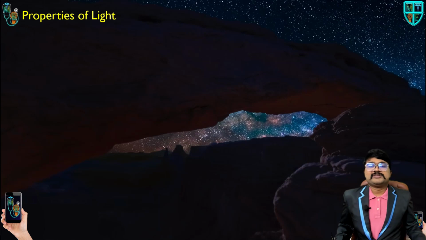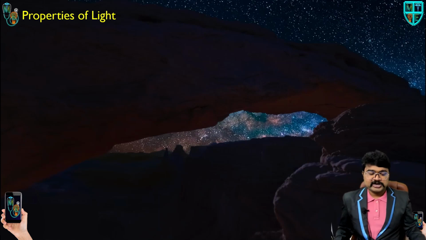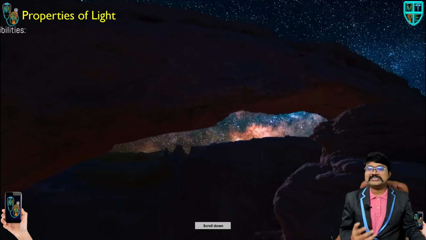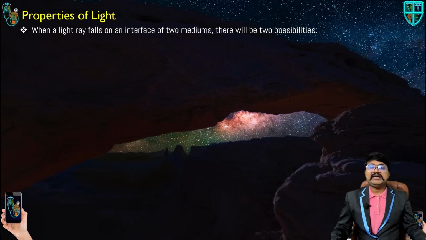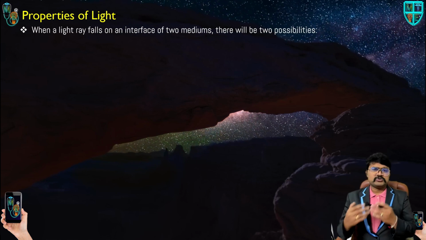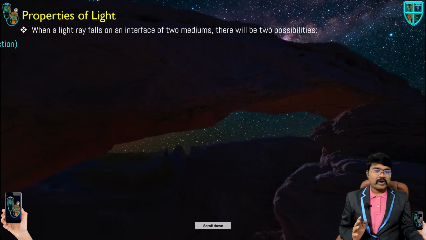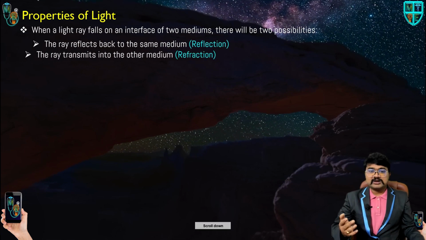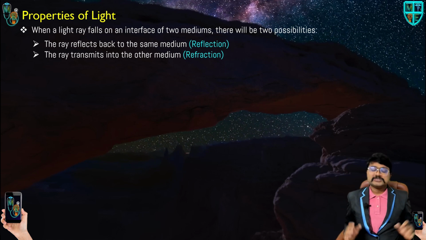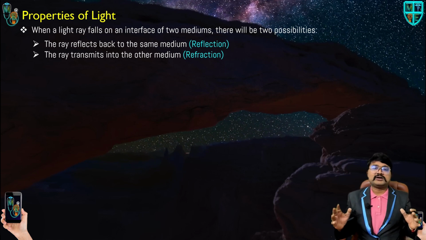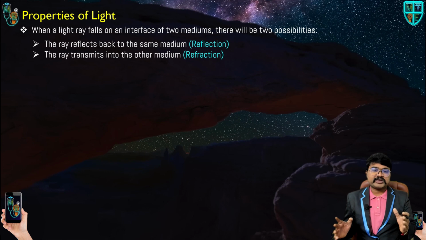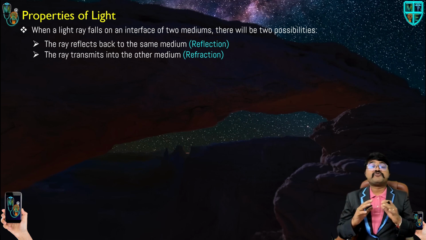Properties of the light. This is also one of the important topics here. When the light ray falls, we need to discuss reflection and refraction. What is reflection and refraction? We can discuss the clear-cut difference between reflection and refraction.